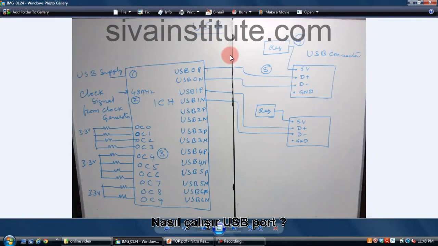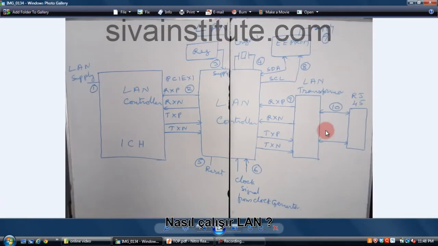USB ports: how does a USB port work? For a total USB port fault or a single USB port fault, I will explain in this way. LAN: how does a LAN work? What are these connections? I will explain. You will see, this is the LAN controller. For example, a LAN fault, I will explain in this way. This is the LAN controller in the ICH. This is the LAN controller IC.